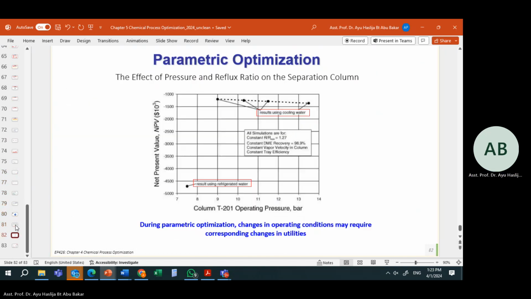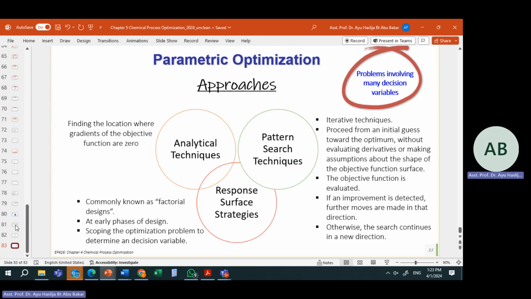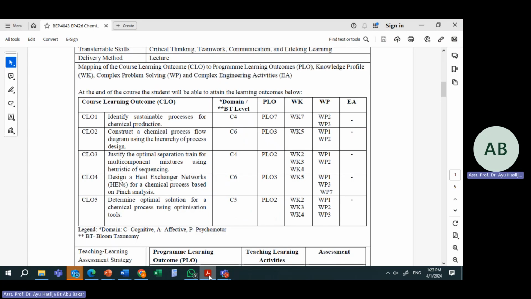Okay. Now, we are finished with chapter 5. That's all for chapter 5. Okay, so I want to conclude our course based on the CLO, and those should be the focus for your final exam.